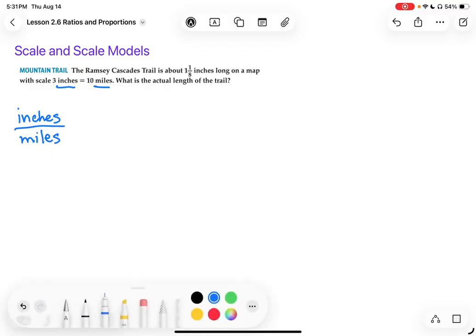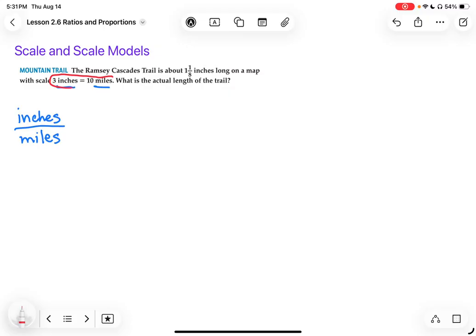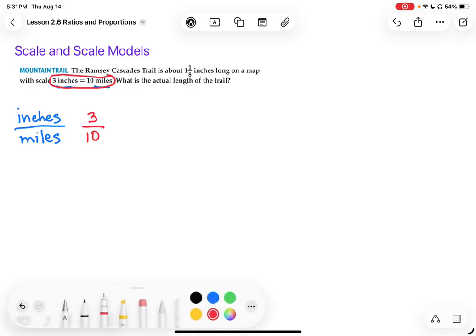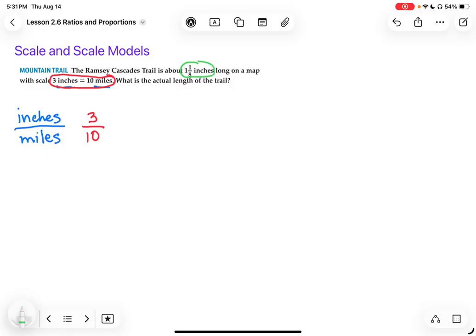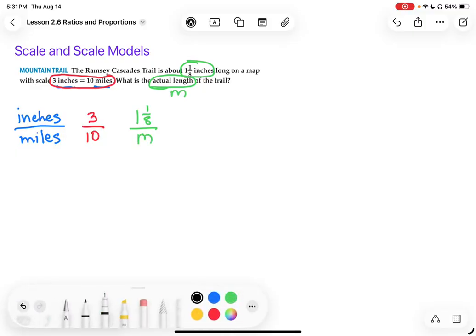And my first ratio is going to come from the scale on the map, 3 inches and 10 miles. So my first ratio will be 3 inches over 10 miles. My next ratio is going to come from the information that the problem's asking for. 1 1/8 inches is how many actual miles. I'm going to use m as my variable for miles, and that's going to be my proportion.